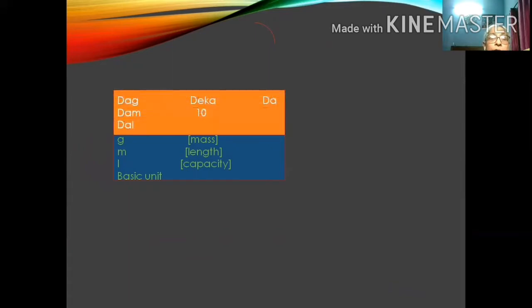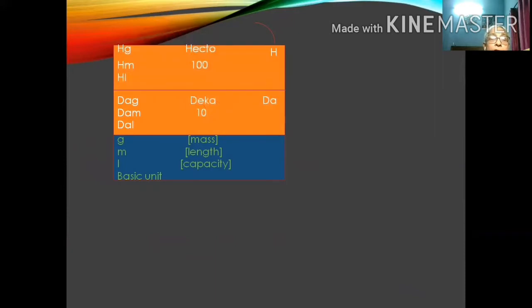These are basic units. 10 times more is deca. For mass it is decagram, DAG. For meter, decameter, DAM, and for capacity it is DAL, decaliter. It is 10 times bigger than the standard unit.